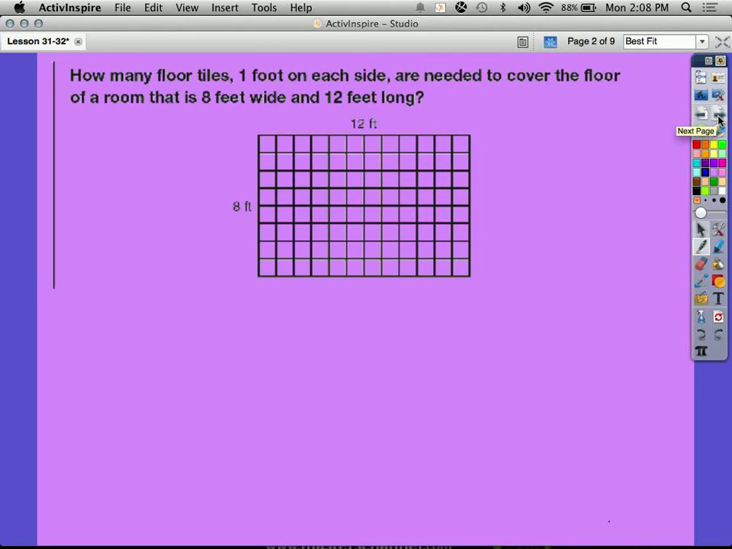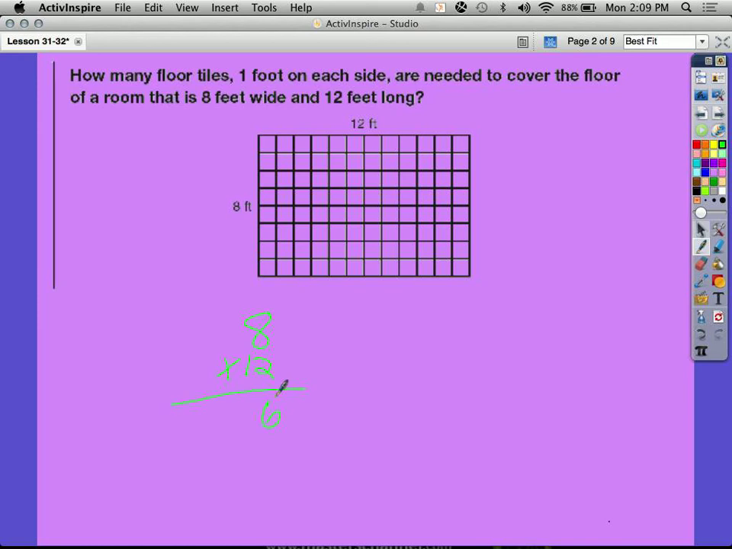Our first problem says how many floor tiles, 1 foot on each side, are needed to cover the floor of a room that's 8 feet wide and 12 feet long. So they divided this rectangle into a bunch of little squares. You could go and count them all, but that is going to take you quite a while. When we're looking for area of a rectangle, all we're going to do is multiply the length times the width, or the long side times the short side. So we're going to take 8 times 12.